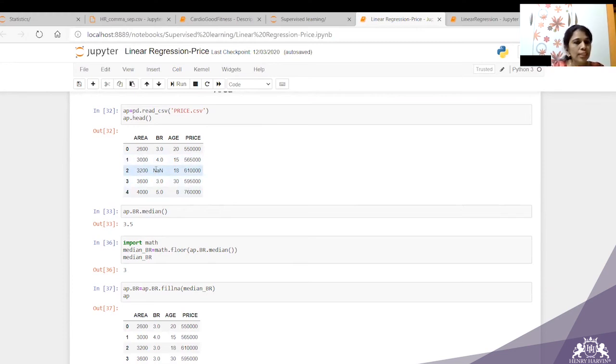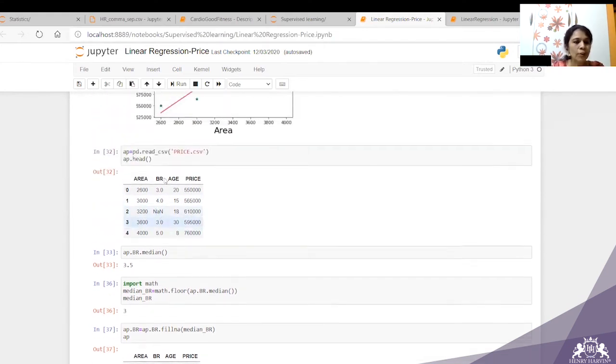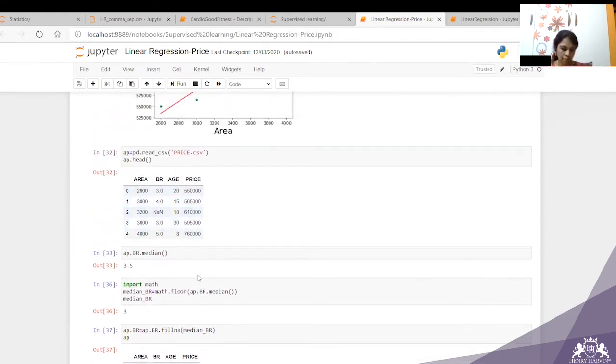So how do we fix this NaN? We have to replace it with a median value. My data frame name is AP, so I write AP dot bedroom and try to find out the median value, and it gives 3.5. Can I write it as 3.5 in this case? Can I fill with that median?